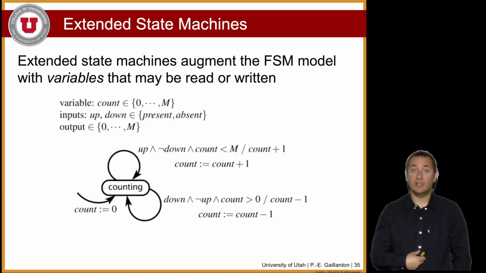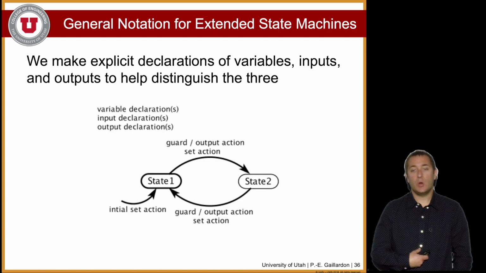I will insist again on the notation. We'll have the guard, the output, and the variable modifications. Variables can also be used in the guards to understand a transition or to decide if we make a transition or not. So here's a general notation for extended state machines. We'll have to make explicit declarations of variables, inputs and outputs to help distinguish between the three. And the guard/output action and the set action will always be represented using the same formalism, this kind of triangle representation.